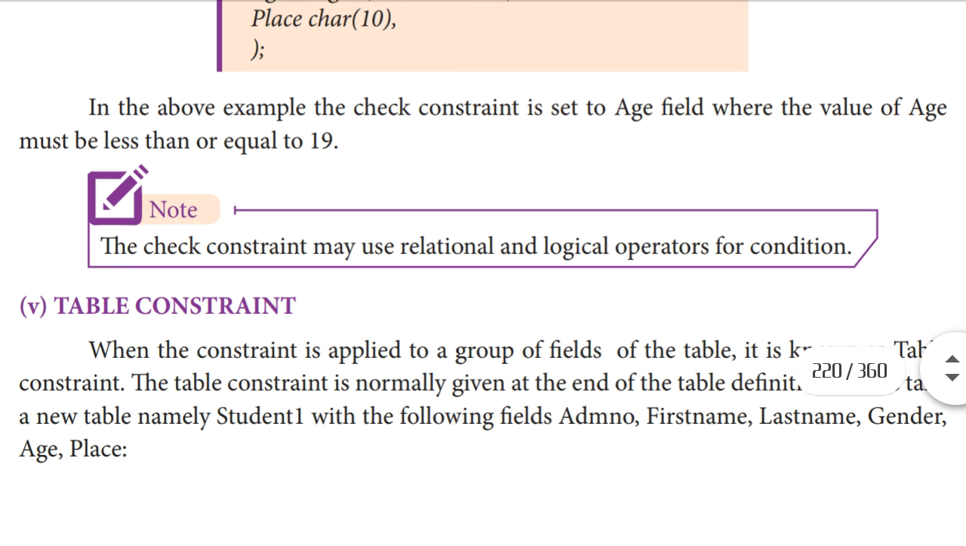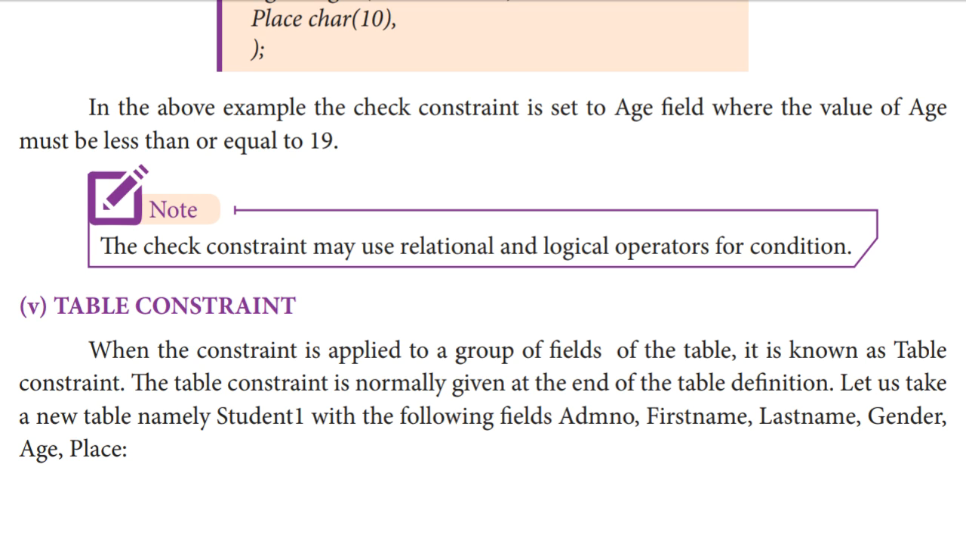The check constraint may use relational and logical operators for conditions. So relational operators are less than, greater than, less than or equal to, greater than or equal to, equal to, not equal to. So these operators we say as relational operators. Logical means and, or, not. So this also we can use in the check constraint.